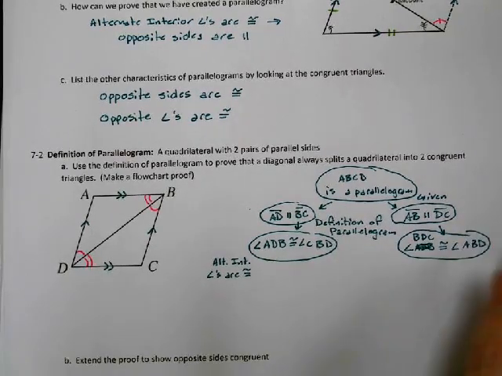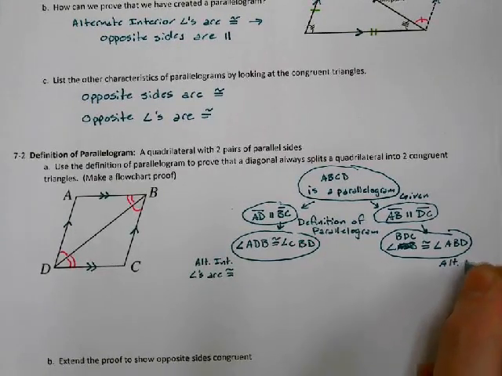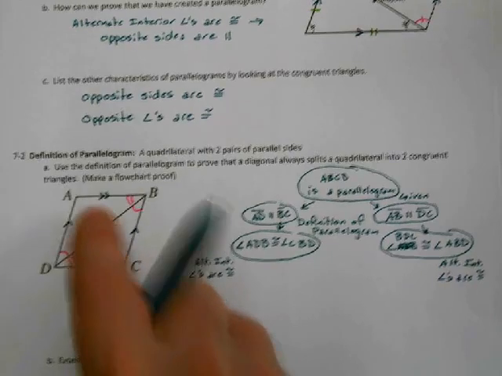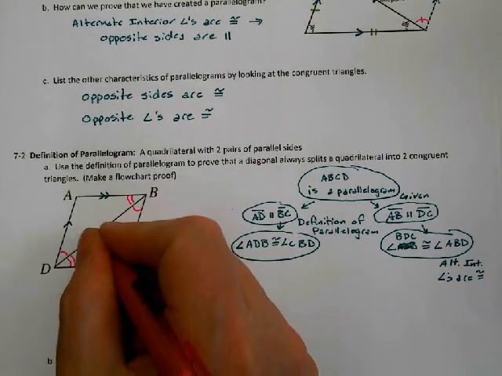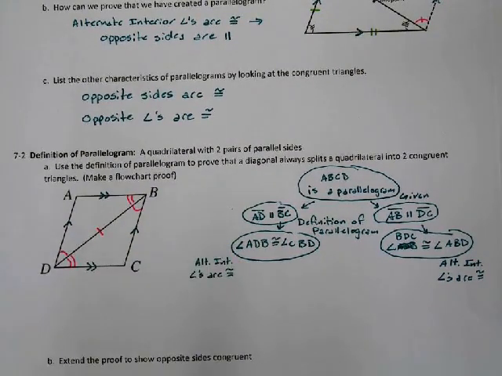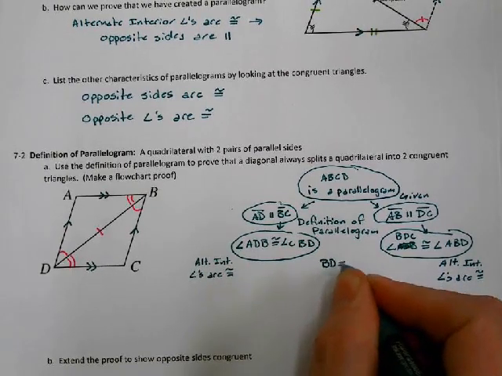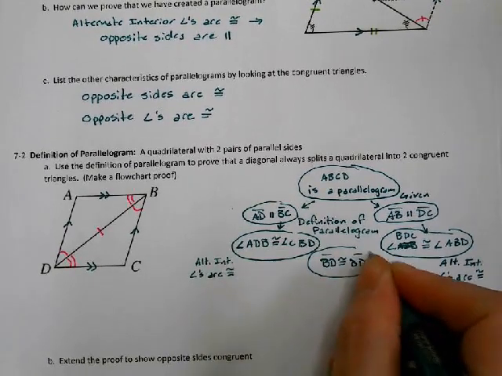So this is the same reason. We know that alternate interior angles are congruent. All right, so I want to prove these two triangles are congruent. I have two congruent parts. I have a third congruent part using the reflexive property. I know that BD from one triangle is congruent to BD from the other triangle. So now I can state that BD is congruent to BD. And that's because of the reflexive property.